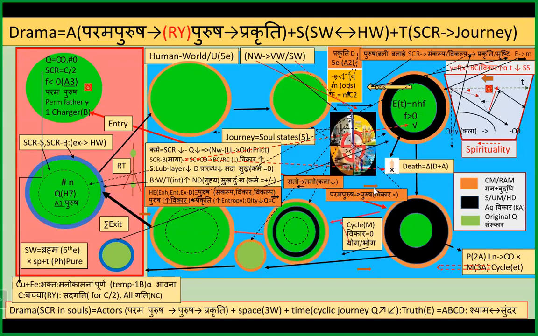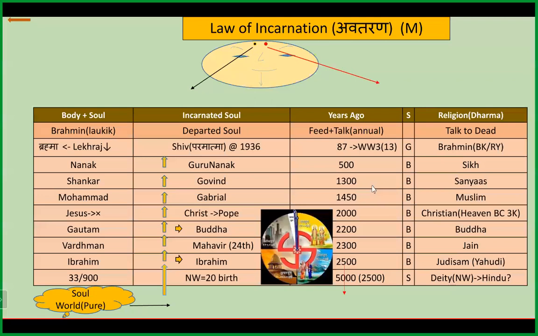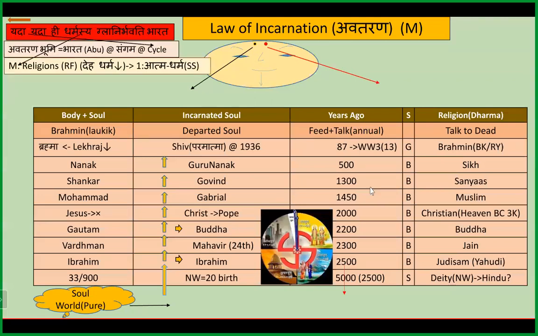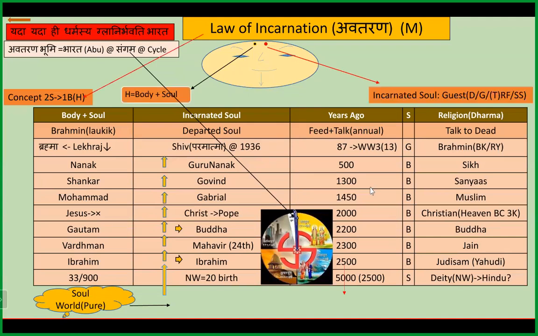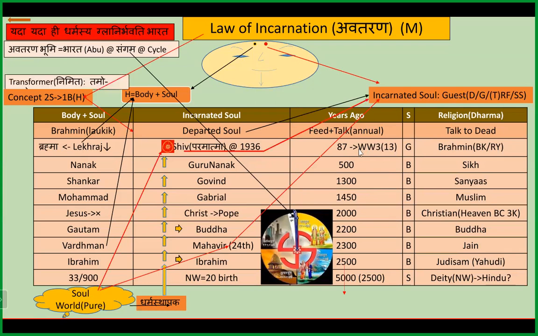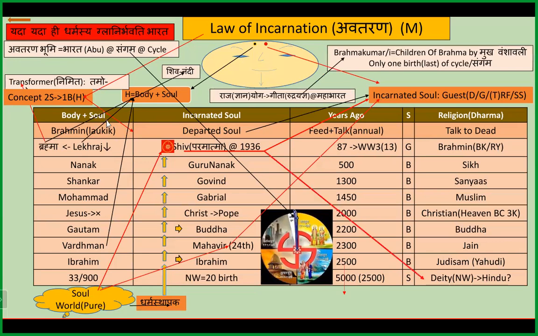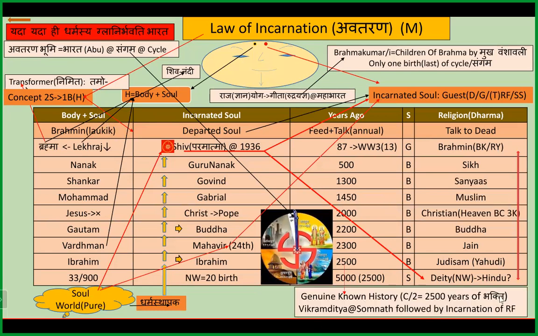Then we will see the concept of avtaran. This is the concept of avtaran being explained. Two souls in a body. There is the concept of the departed soul, the concept of the religious founder, and the concept of the supreme soul. Because of that, it is a limited transformer, Brahma, and the history is only of 2,500 years.